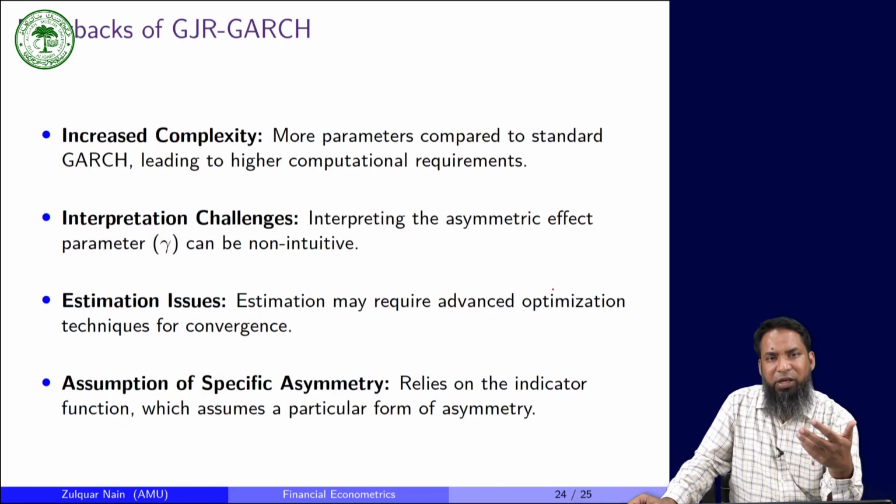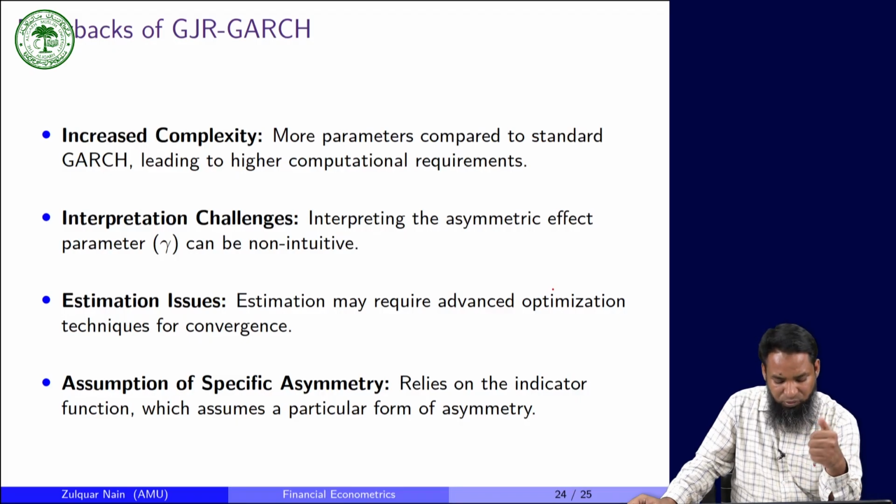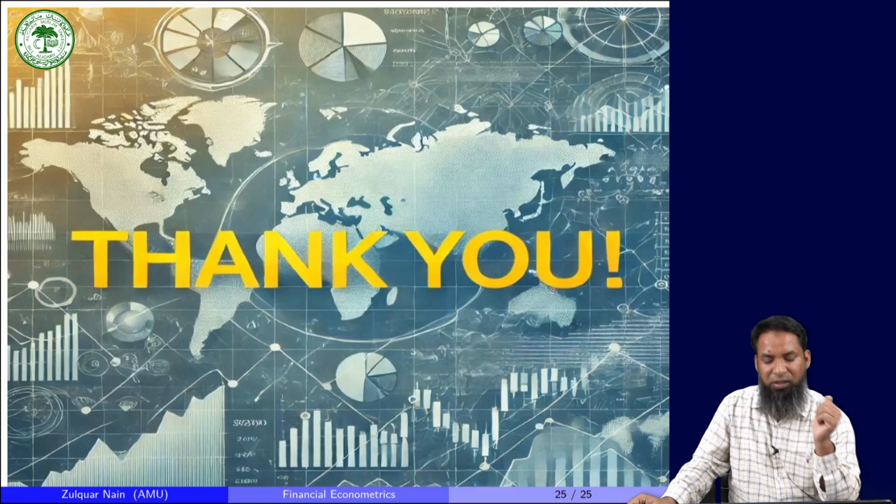What are the drawbacks? As we have added more parameters, obviously it increases the complexity. Then there is the interpretation challenge: how should we interpret the parameter lambda? Third, we have the estimation issue. It becomes quite an advanced technique, and we need to optimize the values. Finally, the assumption of specific asymmetry relies on the indicator function, which assumes a particular form of asymmetry. However, asymmetry could take another form.